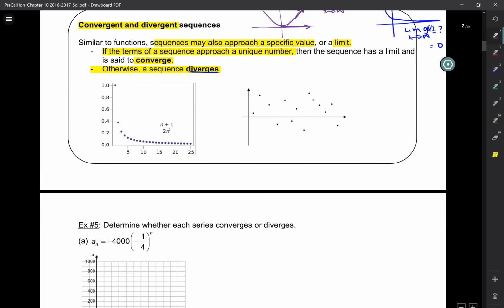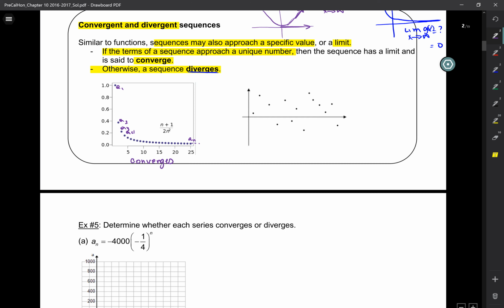So let's take a look at these two examples here. This is a plot of the successive terms of a sequence. So this is A1, A2, A3, A4. So look, A1 is 1, A2 is 0.4, then 0.2, then 0.1, and so on and so forth. And little by little, look, this is, for example, AN, right? What value is AN approaching? It looks like the terms are approaching 0, right? Little by little, they're going to get very, very close to 0. Since the terms in this sequence are approaching a specific value, we say this has a limit and it converges.